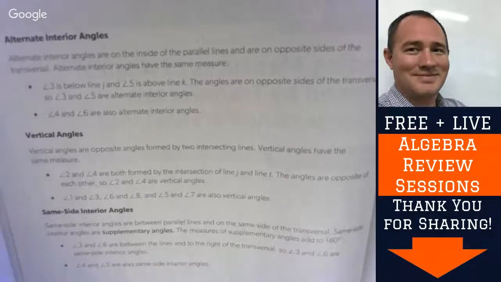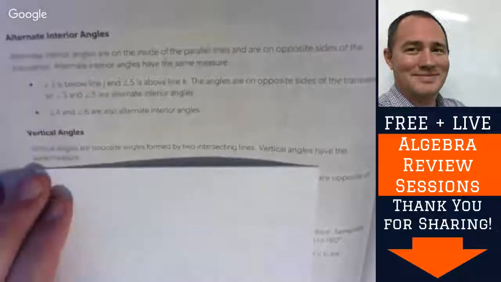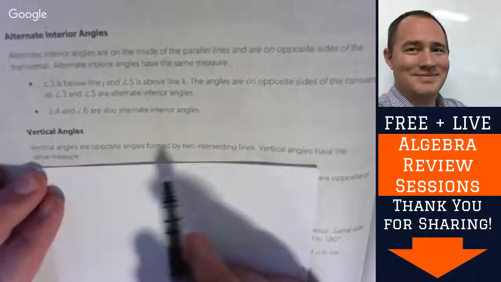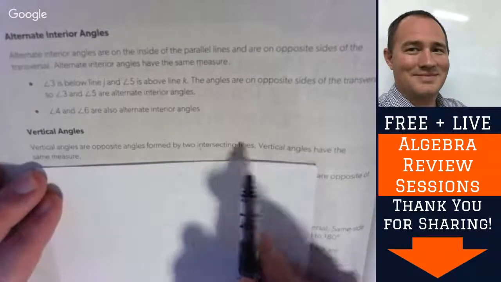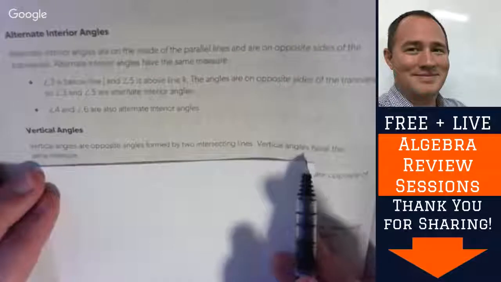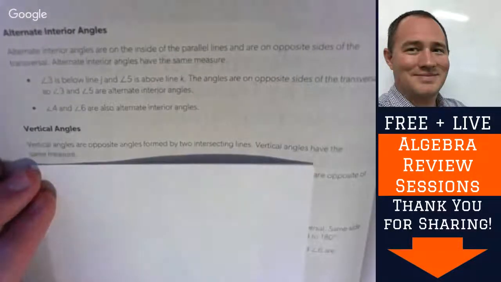What else do we have? We also have vertical angles. Let's draw another example of vertical angles. So vertical angles are opposite angles formed by two intersecting lines, and vertical angles have the same measure.